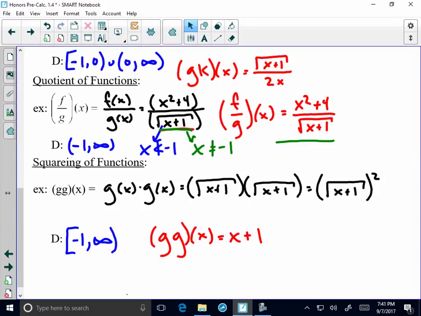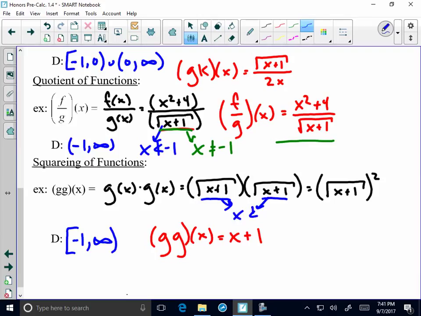Finally, our last example is one that is probably the most interesting of all 5 of our problems. Right here we've got g times g of x. And so right here, that's the equation for g of x times the equation for g of x. So we've got the square root of x plus 1 times the square root of x plus 1. For both of these, we're going to say that x cannot be less than negative 1, right? And right here, that gives us a domain of from and including negative 1 to positive infinity.